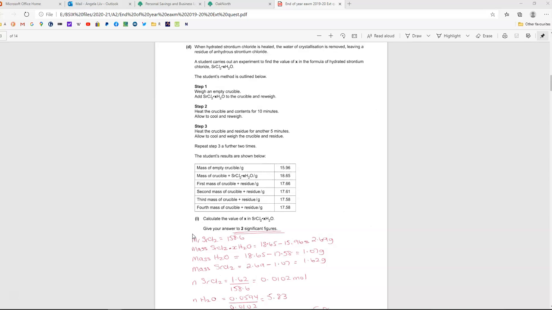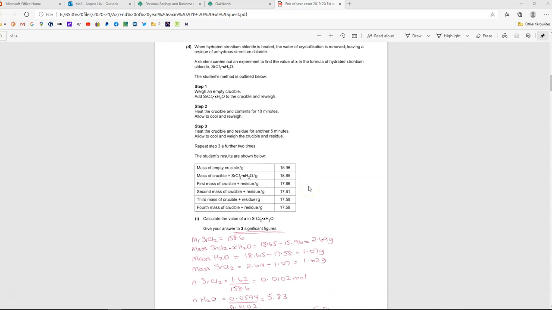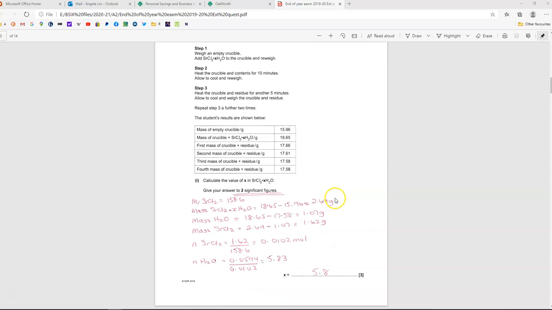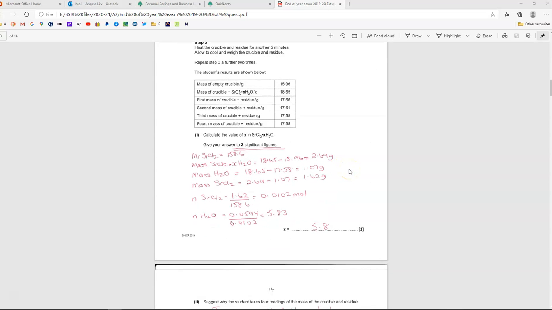Okay, part D. You're given some information here about hydrated strontium chloride, and you're given a kind of practical run through, I suppose, and given some data: the mass of the empty crucible, the crucible with the hydrated salt in it, and then a series of masses of the crucible as it's being heated. And then you should notice, obviously, that the last 2, the 3rd and the 4th, are the same, which indicates that all of the water is gone.